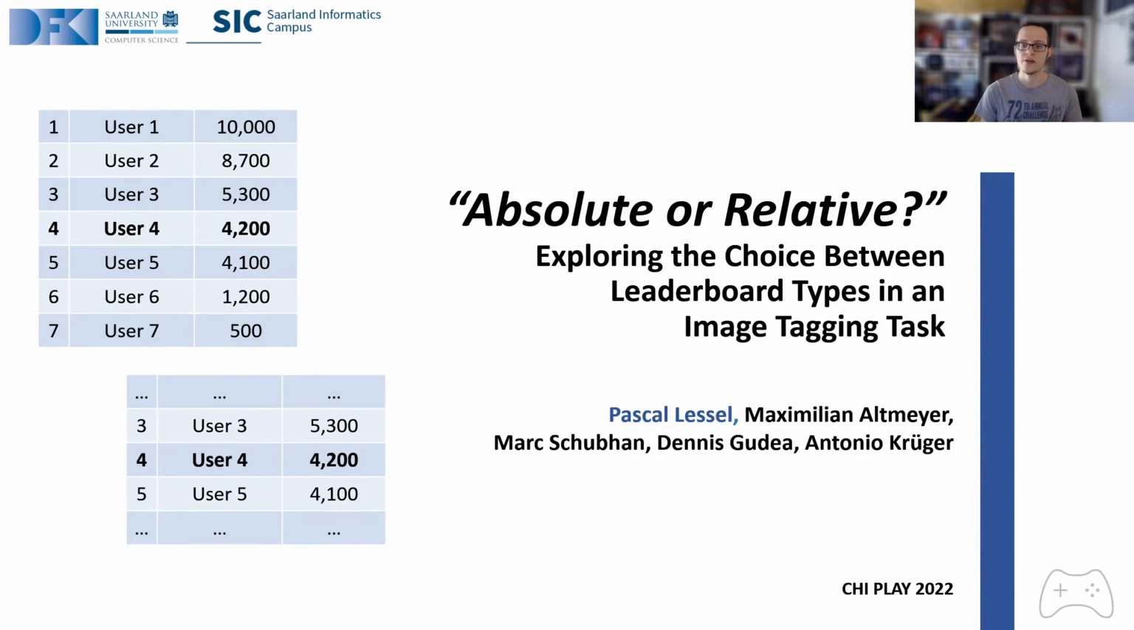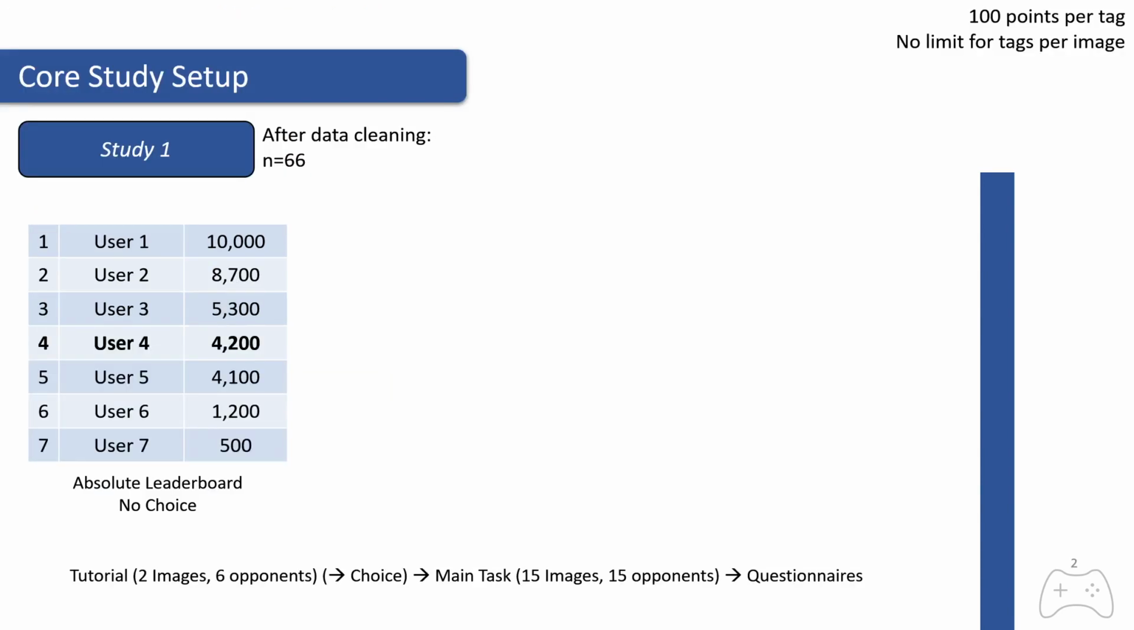In this work, we were interested in whether offering users a choice between two versions of the same game element is beneficial. To this end, we conducted a between-subject online study with three conditions, again in the context of image tagging. In the first condition, users needed to do the experiment, tutorial, and main task with an absolute leaderboard. This means they saw every opponent on it.